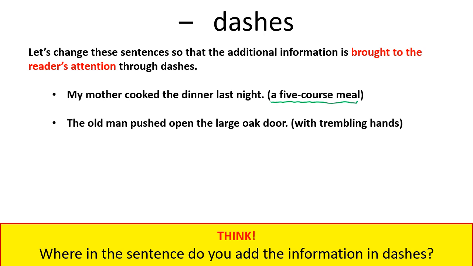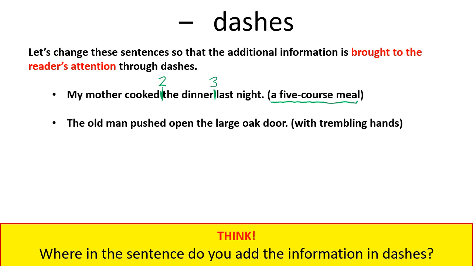The thing is, we have to decide where in the sentence does it make sense. Do we put it here, in this place? This is the first place we could put it. Do we put it here, the second place, after cooking? Or do we put it in the third place, after the word dinner? Well, if we say, my mother, a 5-course meal, cooked the dinner last night, well, that means that your mother is a 5-course meal. Now, unless you're a cannibal and you cooked your mother, I don't think it's going to go in position number 1.